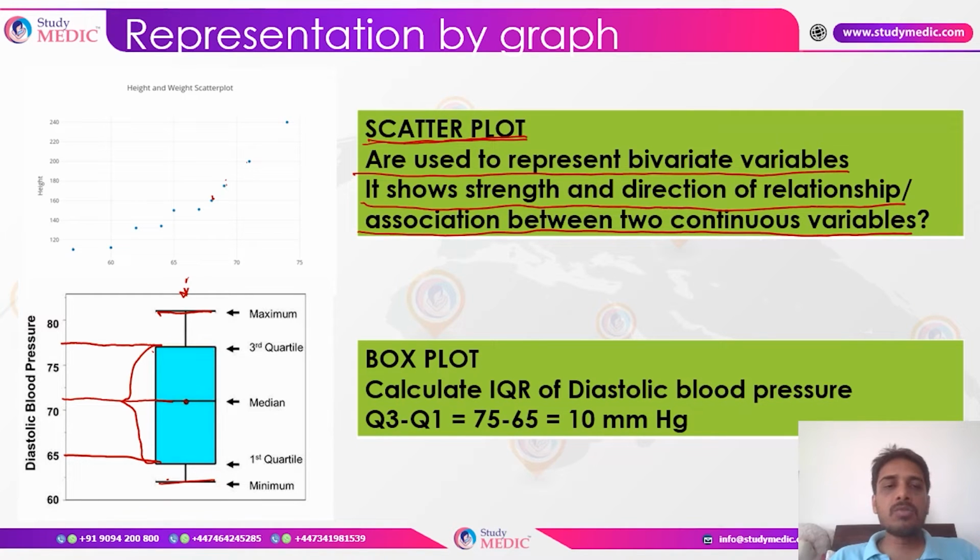They may ask us to identify the plot and also calculate quartile 3 minus quartile 1. Here it would be approximately equal to 10 millimeters of mercury. So quartile 3 is around 75, and quartile 1 is around 65. So you can see quartile 3 minus quartile 1 is 10 millimeters of mercury.